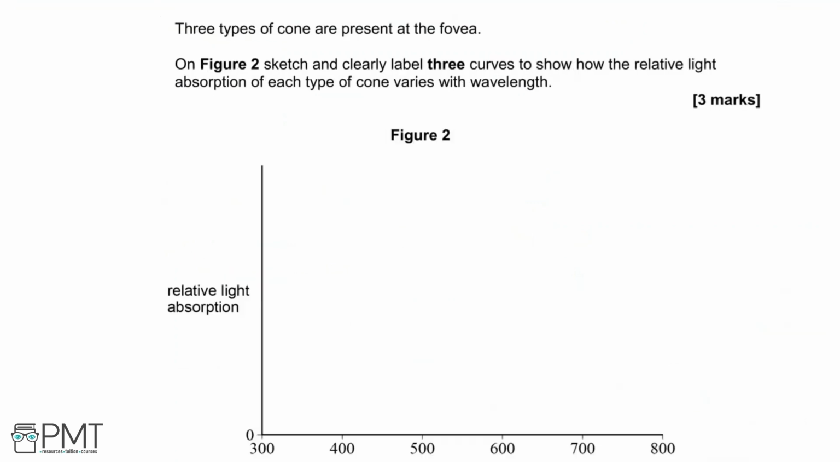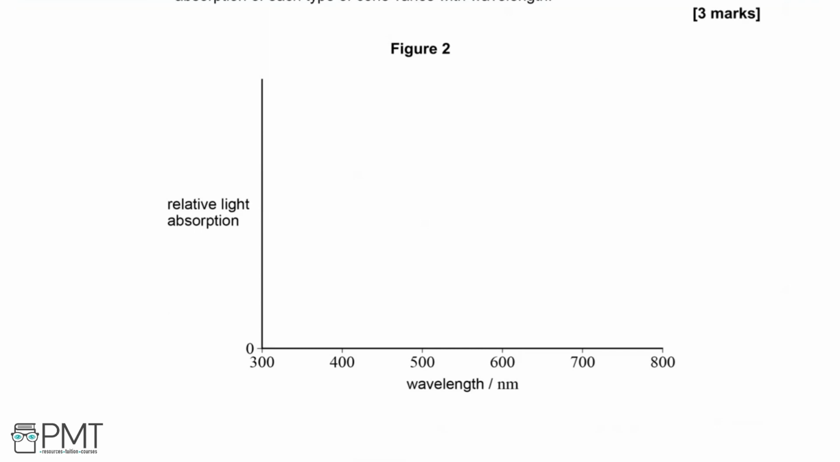3 types of cone are present at the fovea. On figure 2, sketch and clearly label 3 curves to show how the relative light absorption of each type of cone varies with wavelength. And then we have figure 2 there as described, with relative light absorption on the y-axis. It doesn't have a unit or a scale, but it doesn't need it because we're only comparing the heights of the 3 curves, and then the wavelength on the x-axis in nanometers.